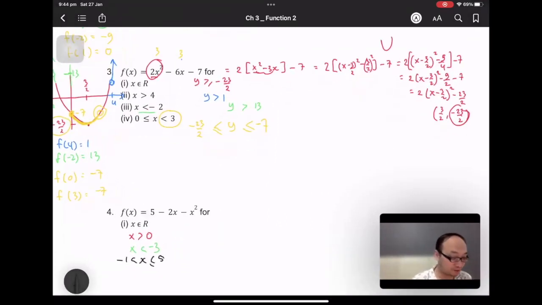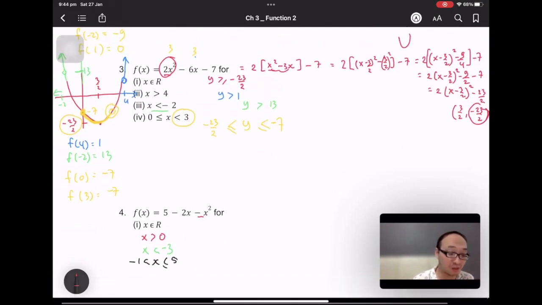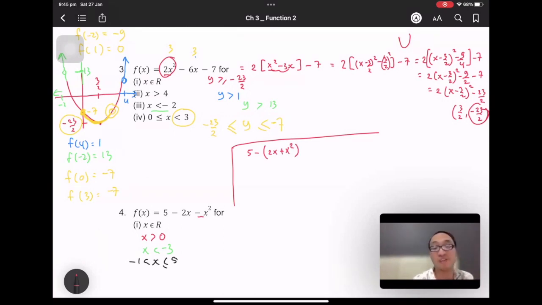Now, let's start with the first one. We have to do the completing the square. But since the x squared here is negative, we have to make it positive. I will write it here. So it's 5 minus 2x minus x squared. This becomes plus because I factorize the negative out from the bracket. And then I can rewrite this as 5 minus x squared plus 2x. And we can do the completing the square for this.